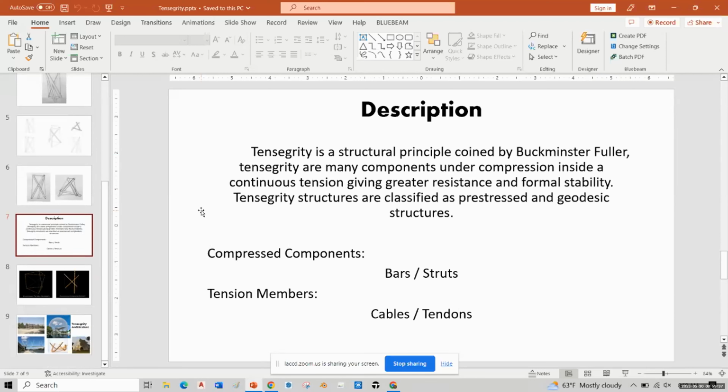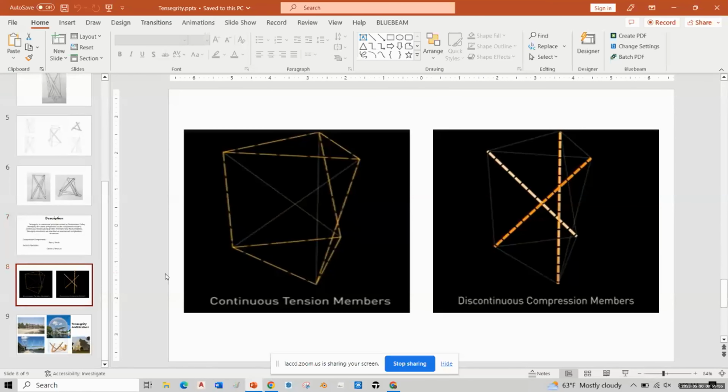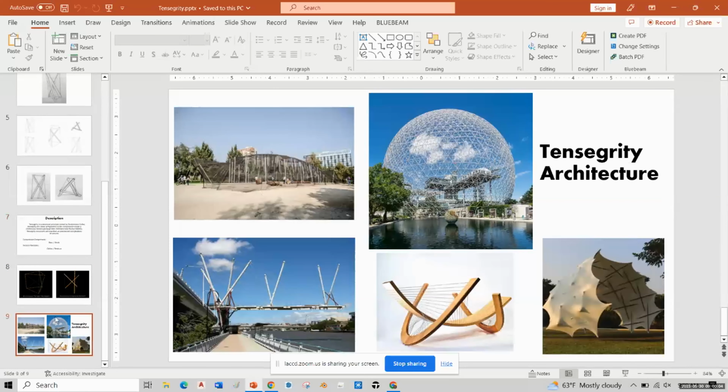Tensegrity structures are classified as pre-stressed and geodesic structures. And these are the components. You have the compressed components, which are the bars and struts, and the tension members, which are the cables or tendons. And these are the bars and the cables. And these are some examples of tensegrity in architecture.